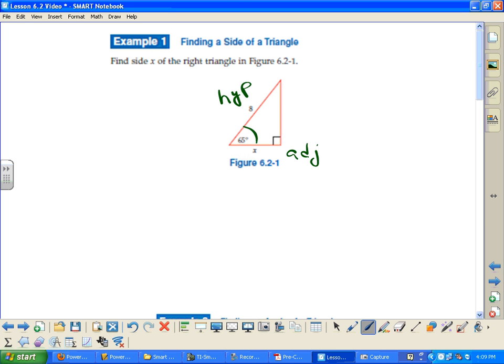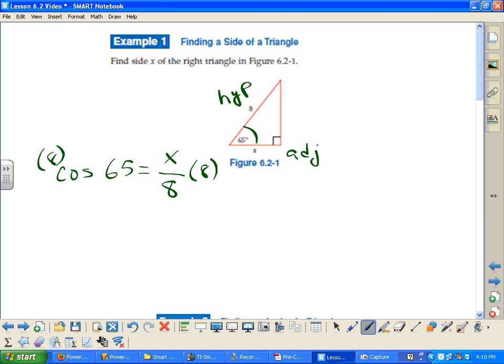So if we were working with adjacent and hypotenuse, that means we were working with cosine. So that means we would say that the cosine of 65 degrees is equal to the adjacent side, which is x, over the hypotenuse, which is 8. And so then to solve this, we just need to multiply both sides by 8.